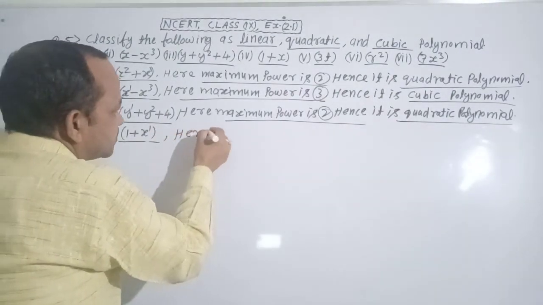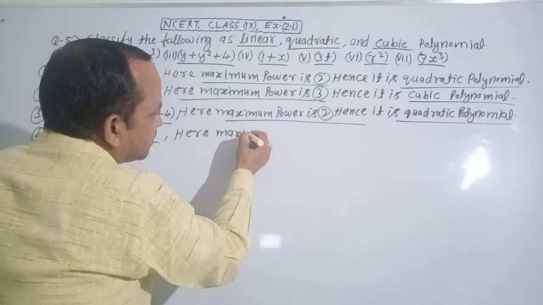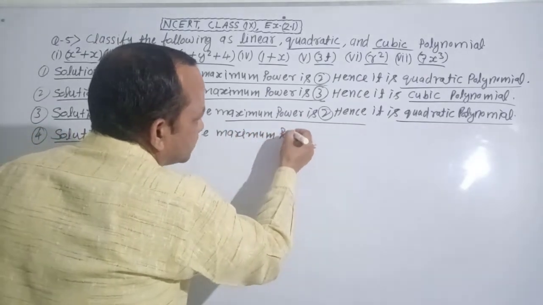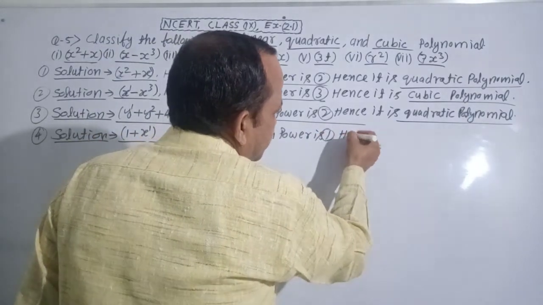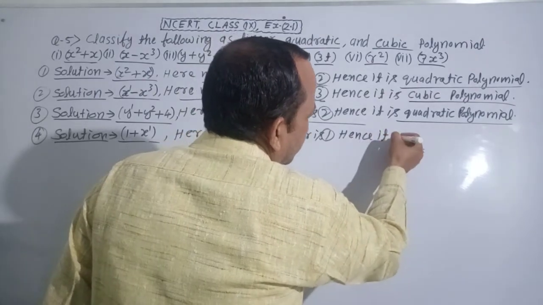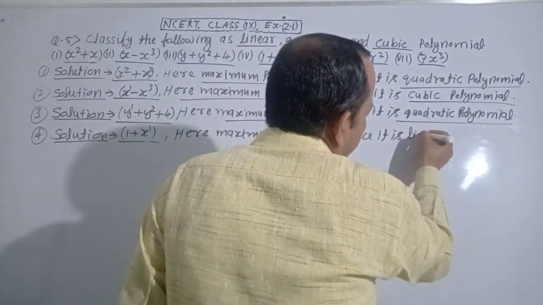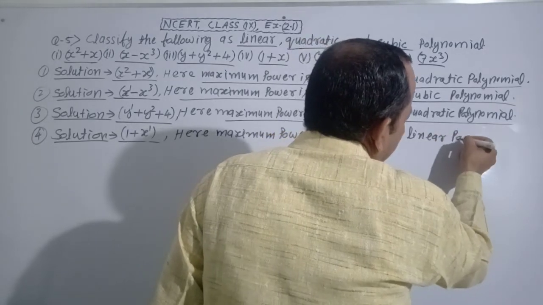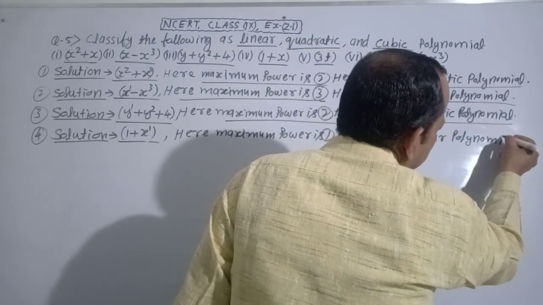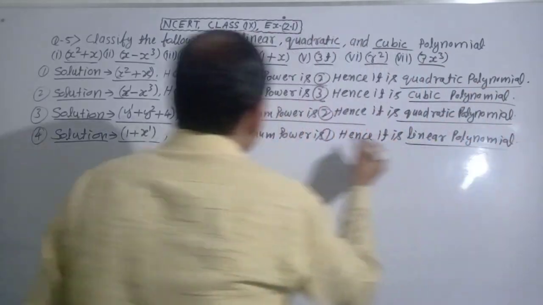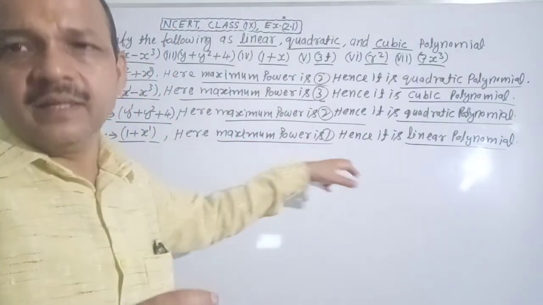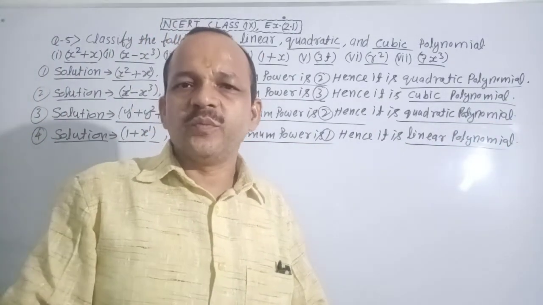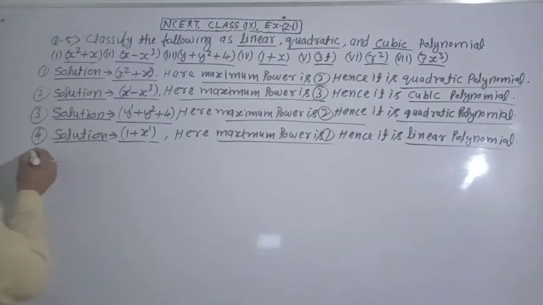Here the maximum power is 1. Hence it is a linear polynomial. Linear polynomial. Maximum power is 1. Clear? Maximum power is 1. Hence it is a linear polynomial. Is it clear? Next. Solution.